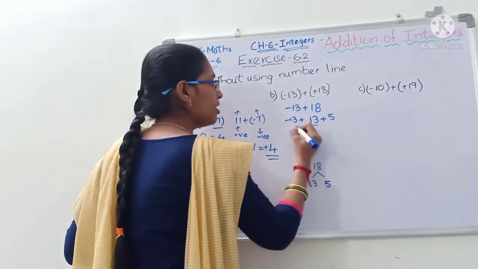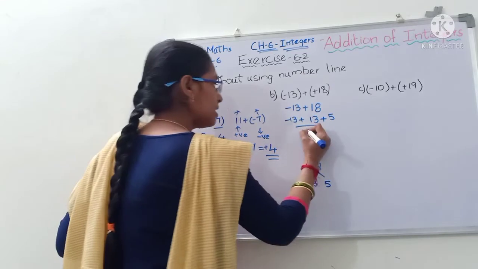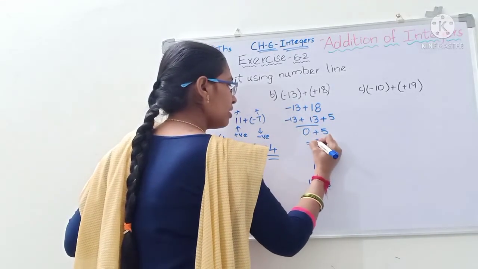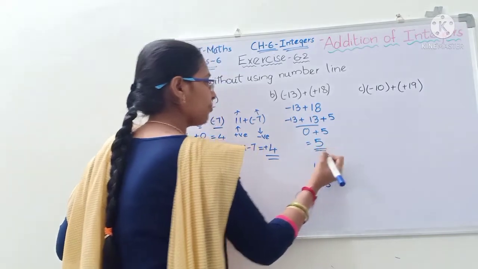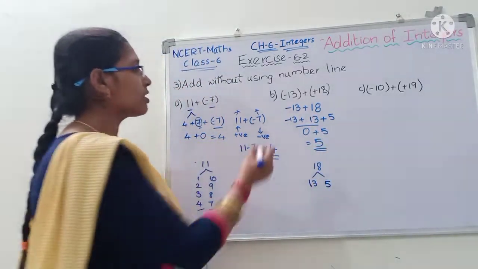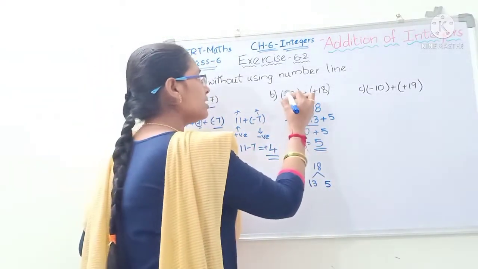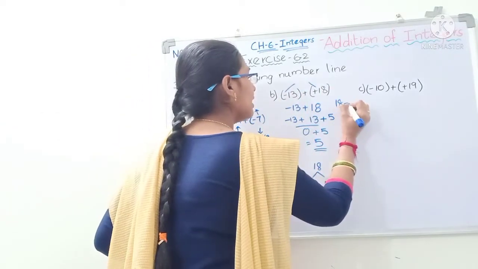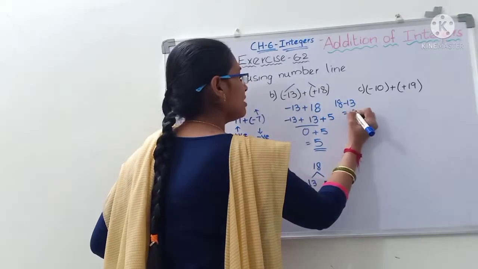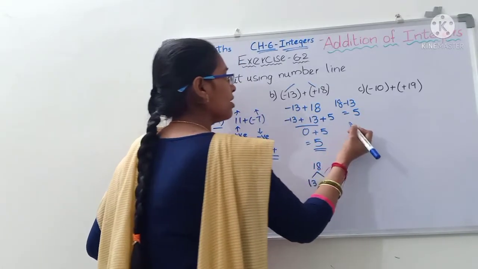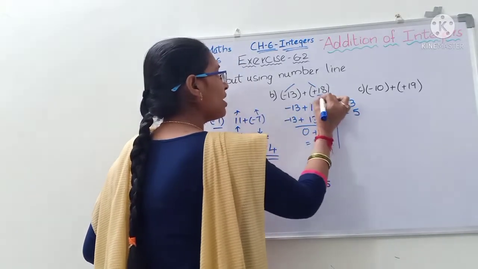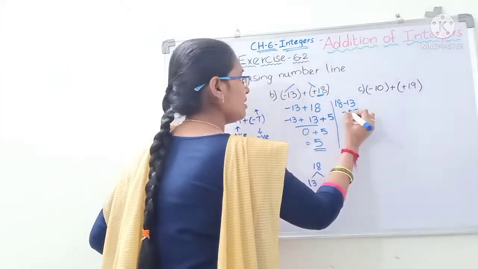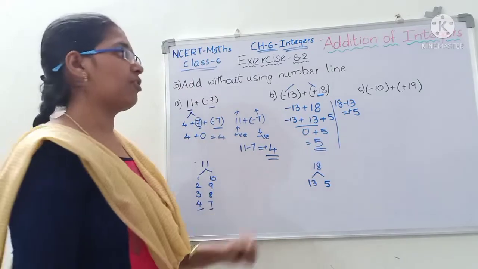Now it's easy, children. Minus 13 plus 13 is 0. 0 plus 5 is 5. Yes, it's easy. The answer is 5. What is the direct way of solving? One is negative number, one is positive number. So you should just subtract 18 minus 13. That is 5. Next, check the sign. What is the sign of big number? The big number is 18. What is the sign? Plus. So the answer is plus 5. That is the direct way of solving.